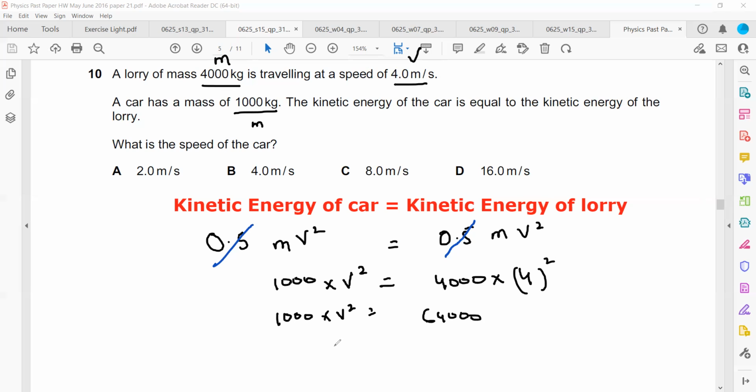1000 is multiplied on one side, on the other side it will be divided. So it will be 64,000 divided by 1000. When we simplify, these three zeros will cancel, so we are left with 64. So v square is equal to 64. We have to take the square root. The square root of 64 is 8. So that's why C will be the right answer.